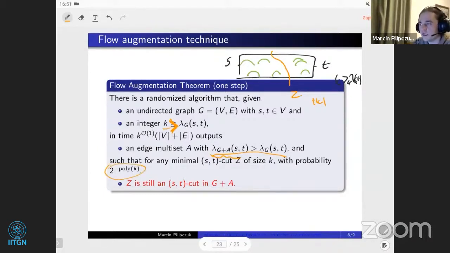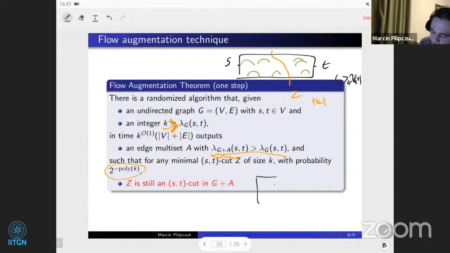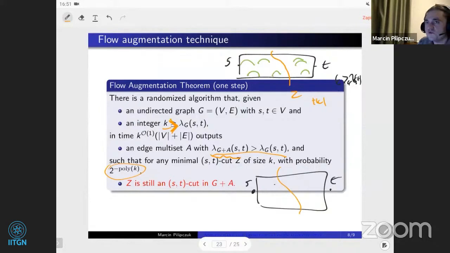To get 2 to the k log k, it's, as I said, the tedious calibration of some randomized choices in the process, and I don't want to go into details of that. Okay, I just want to point out before the proof that if somebody gives you the orange cut, so there's an S and T somewhere here, and somebody shows you what the solution is, this is like a proof that some object like that exists at all, yeah?